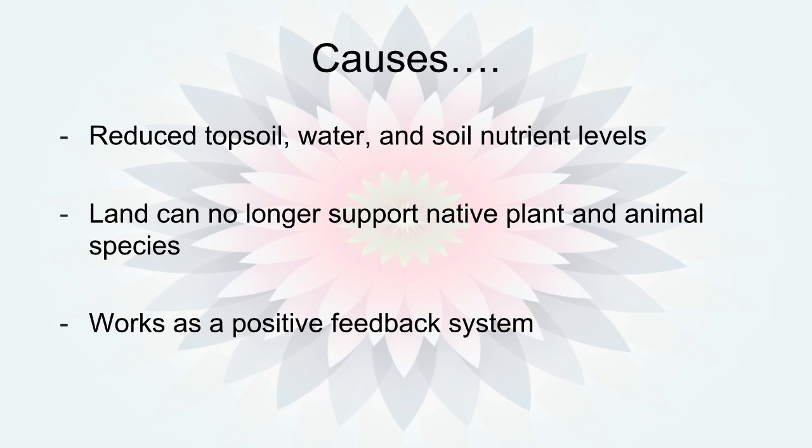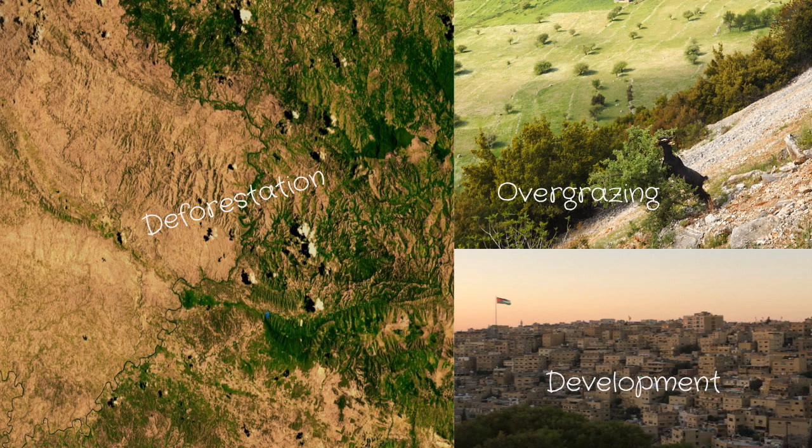Desertification causes reduced topsoil, water, and soil nutrient levels, and land can no longer support native plant and animal species. Desertification also works as a positive feedback system. Human development is the largest contributor to desertification because of overgrazing, development, and deforestation.